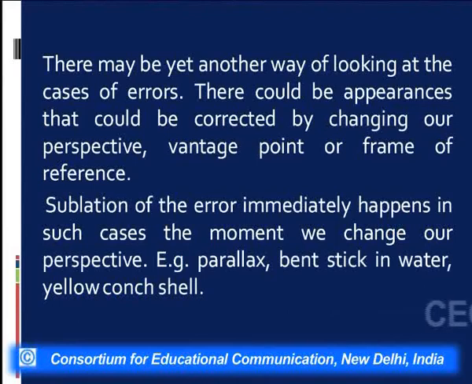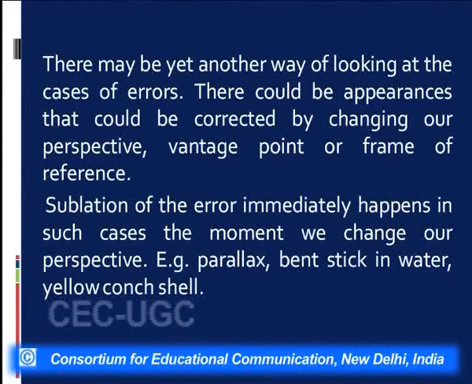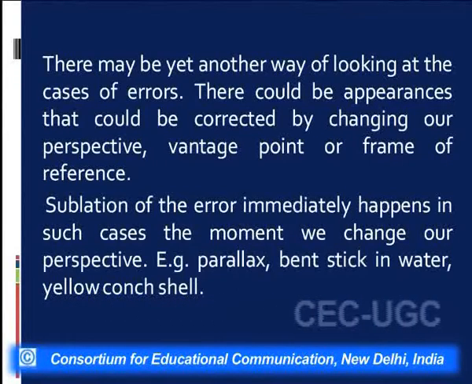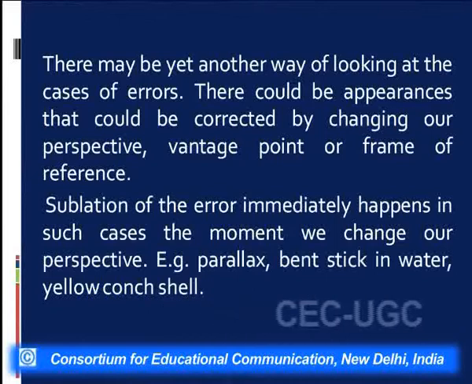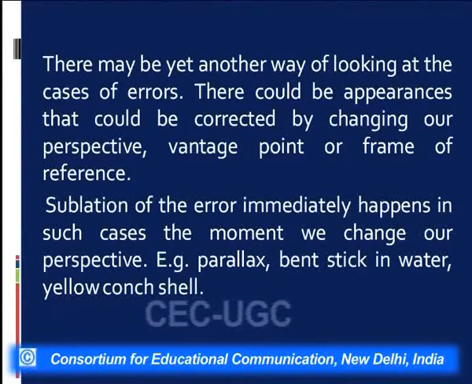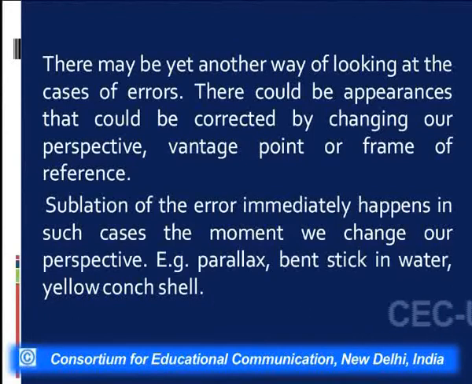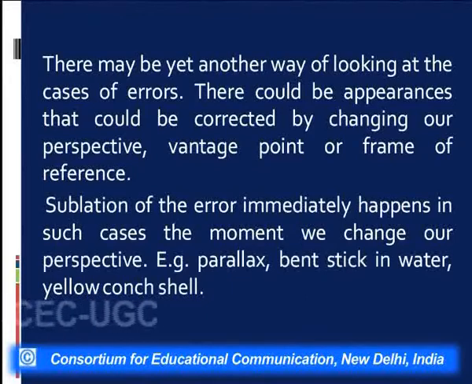Now, there may be yet another way of looking at cases of error. There could be appearances that could be corrected by changing our perspective, vantage point, or frame of reference. In such cases, sublation of the error immediately happens the moment we change our perspective. The examples would be parallax, a bent stick in water, and a yellow conch shell. There are cases where the problem occurs because of certain perspectives. Say, in the case of parallax, a certain thing appears to us in a certain way because of the angle through which we are looking at the object. The moment we change the angle of seeing, the actual nature of the object becomes clear to us.